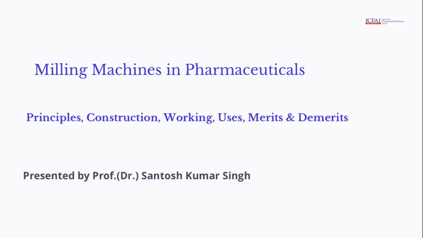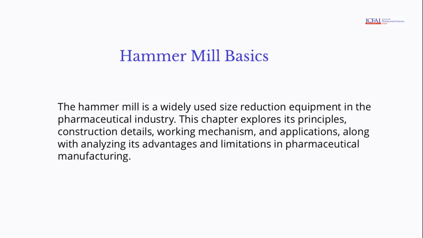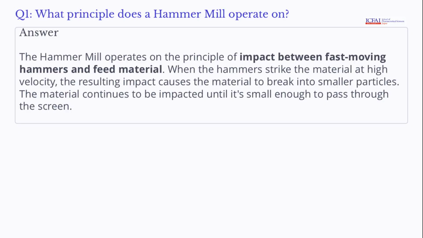Santosh Kumar Singh. Hammer mills are essential size reduction equipment in pharmaceuticals. This chapter will guide you through their principles, construction details, working mechanisms, and applications, while also analyzing their advantages and limitations in pharmaceutical manufacturing. Hammer mills operate on the principle of impact between fast-moving hammers and feed material.